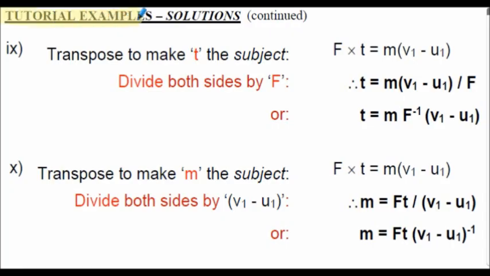Tutorial example solutions continued. Solutions to question 9 and question 10 in overview. And again, the following slides contain more detailed worked solutions for your reference.